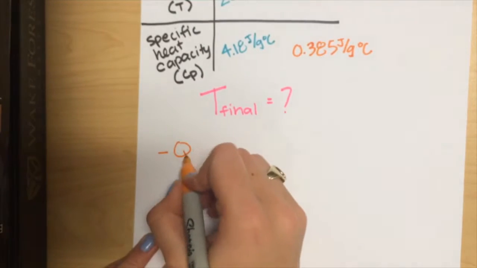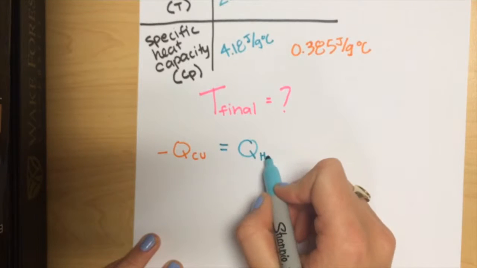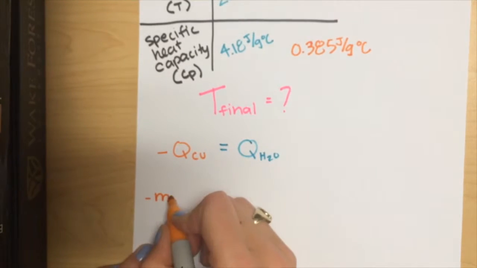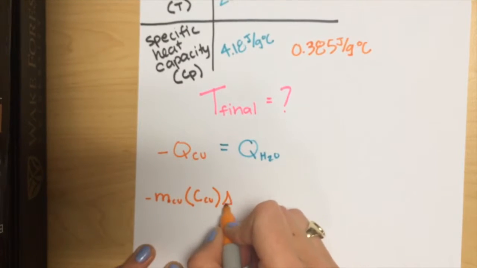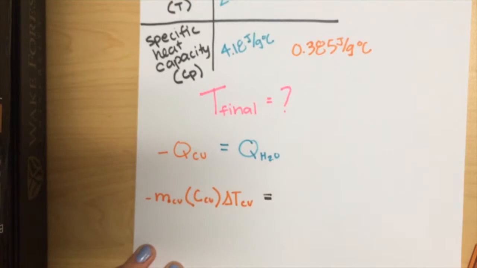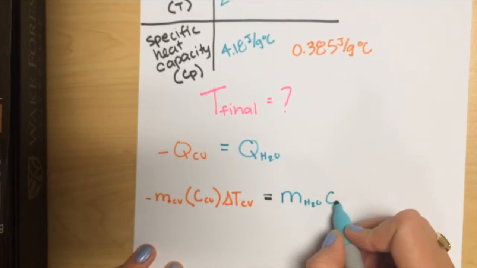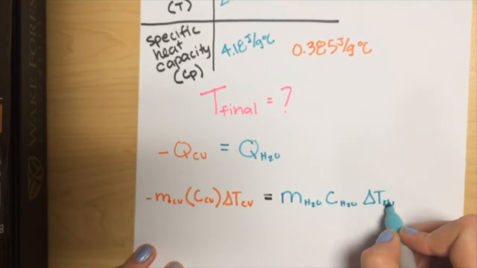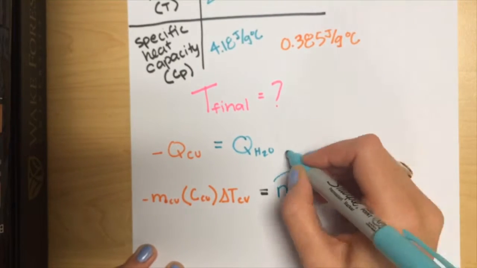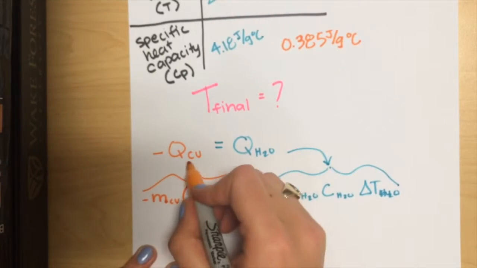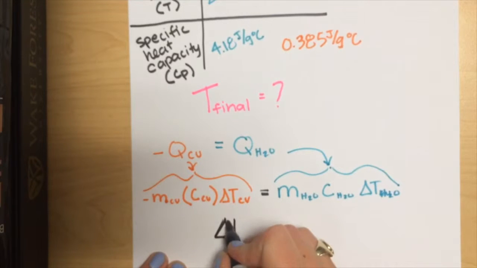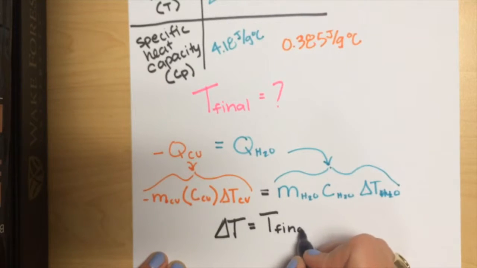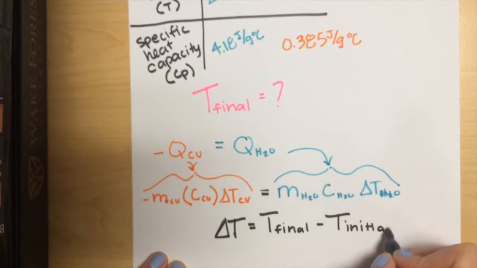We can use the equation negative Q of copper equals Q of water to solve for T final. Q represents heat, where Q of copper is negative because the warmer copper loses heat to the cooler water. Q is found by using the equation Q equals the mass of the substance times the change in temperature of the substance times the specific heat of the substance. The change in temperature, or delta T, equals final temperature minus initial temperature.